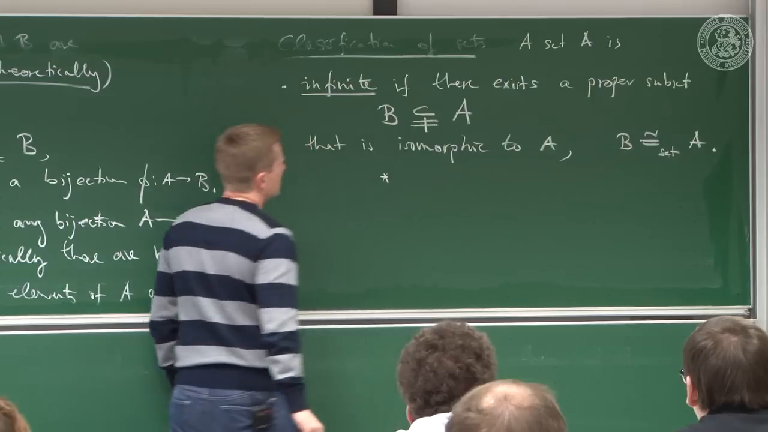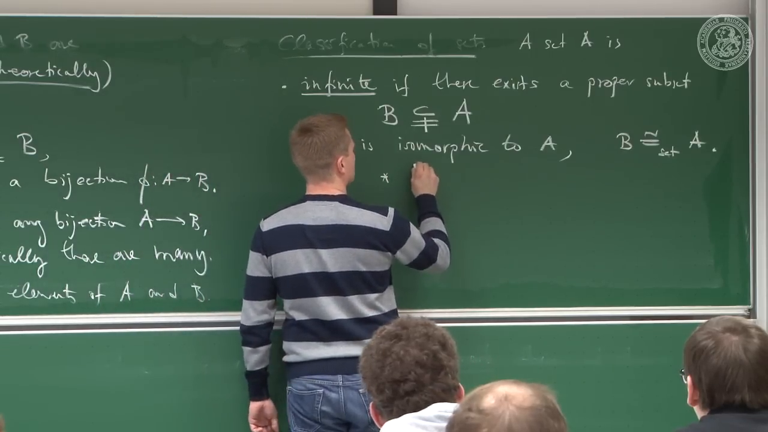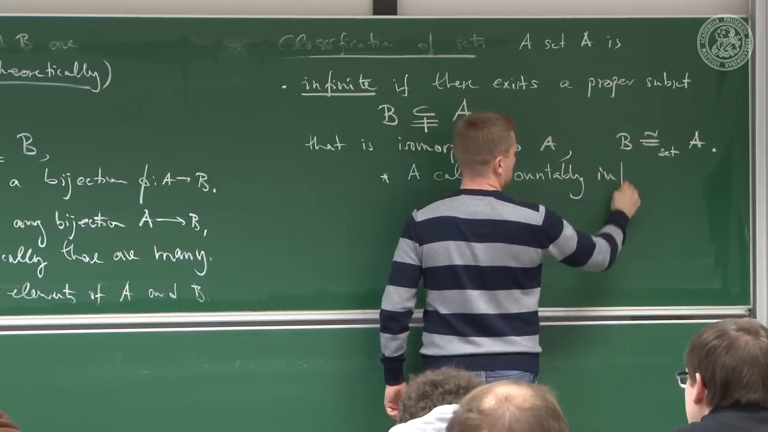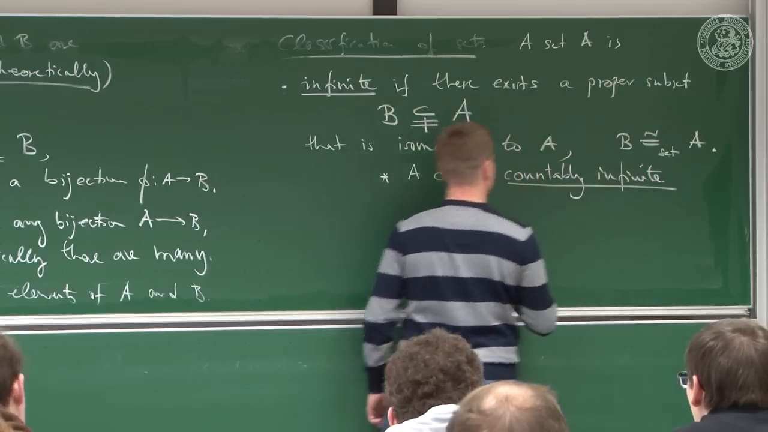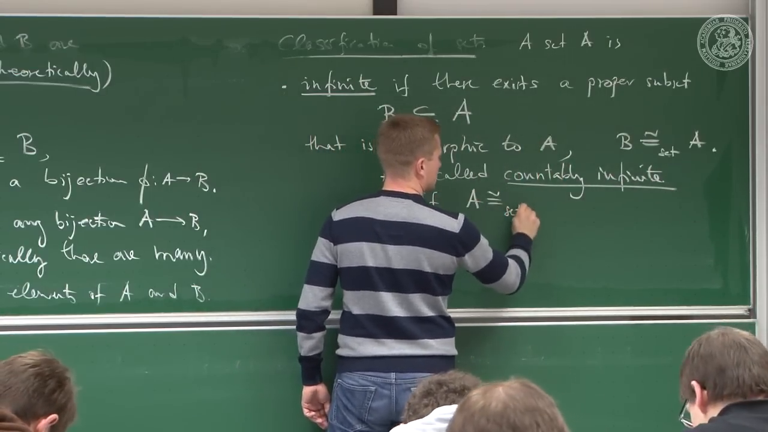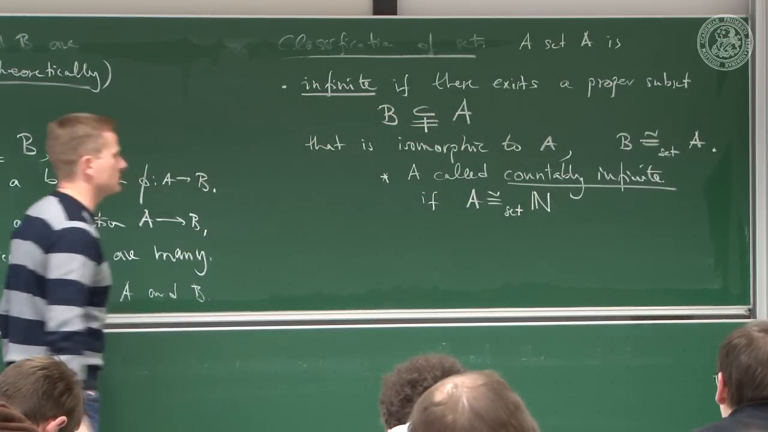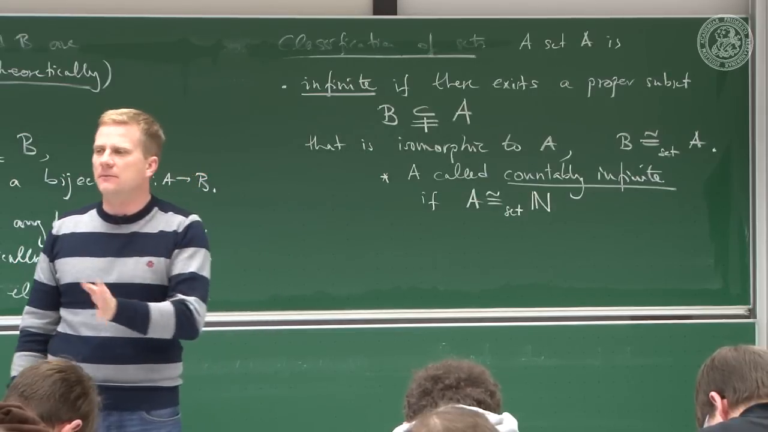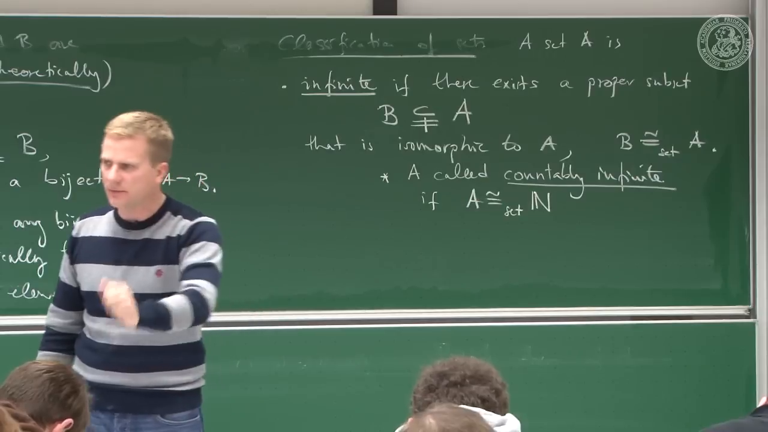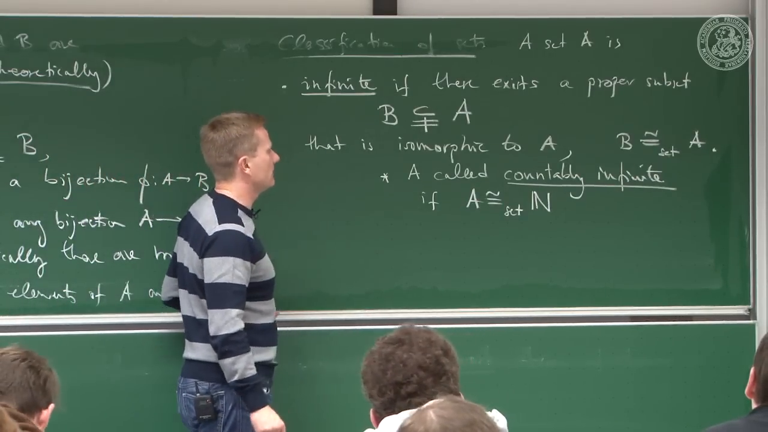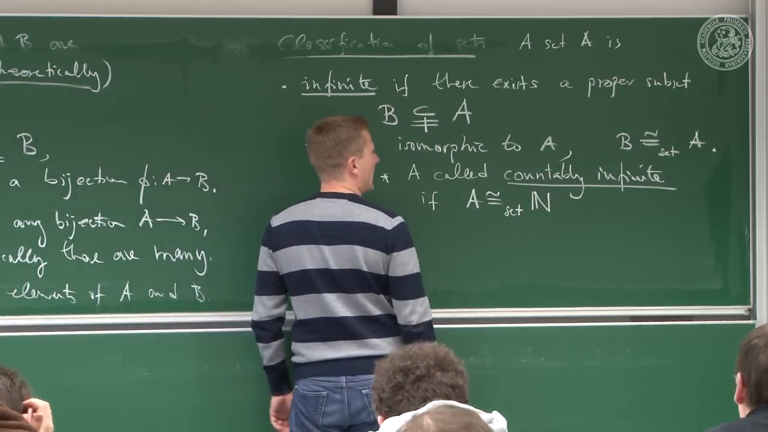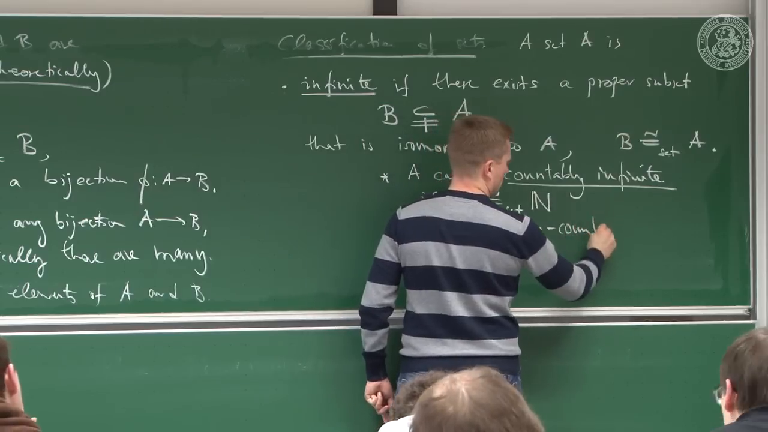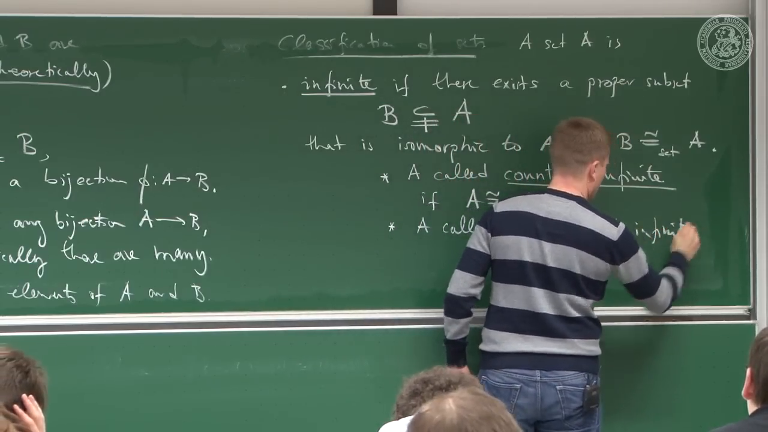Now, if it's infinite, there are two different types of infinite. A set A is called countably infinite if A is in fact isomorphic to the natural numbers, the non-negative integers. The intuition is that you can label the elements of a set. If you can attach a label to everything, this is number 1, number 2, number 3, if you can label all the elements, the set is called countably infinite. And the set is called uncountably infinite, or non-countably infinite, otherwise.